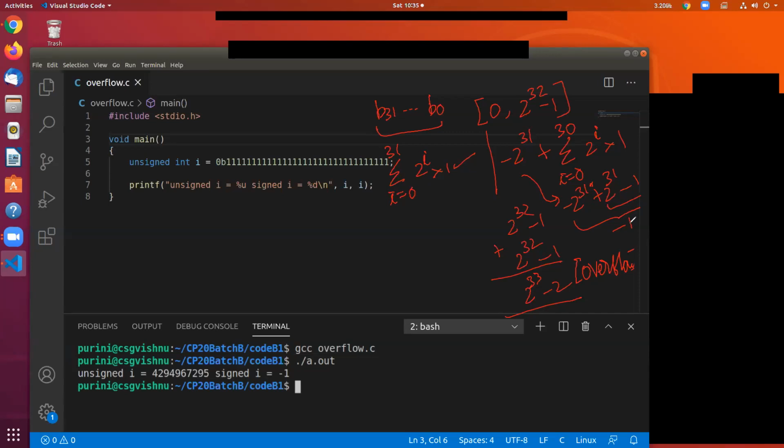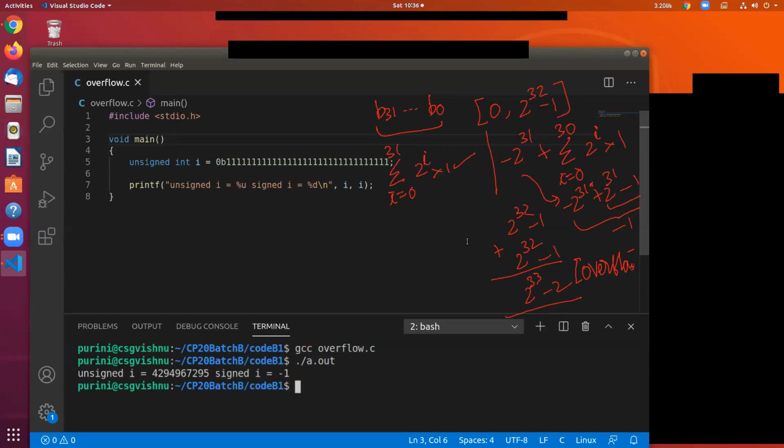Now I have one interesting point. When we add two really large positive numbers, and the resulting positive number doesn't fit into that range, then bad things can happen.